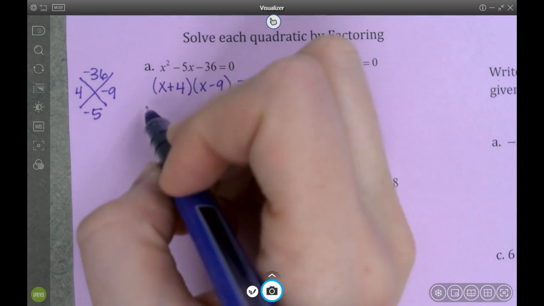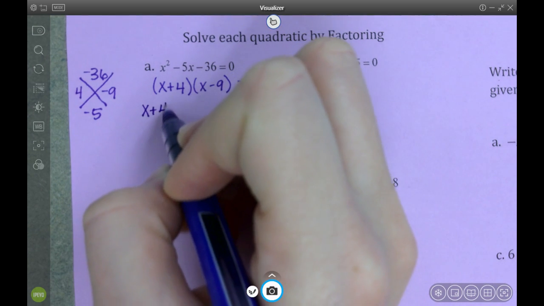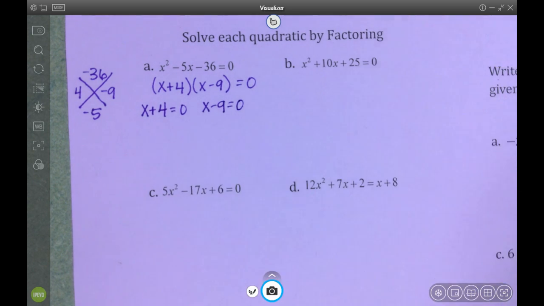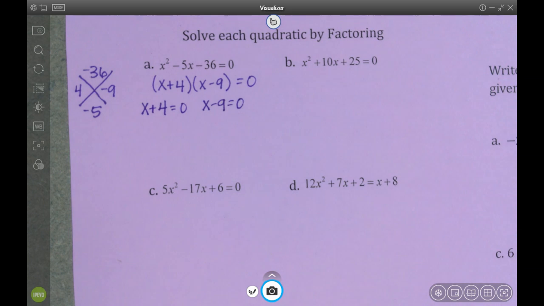Okay, so set each one equal to 0. X plus 4 equals 0. X minus 9 equals 0. And then solve for x.